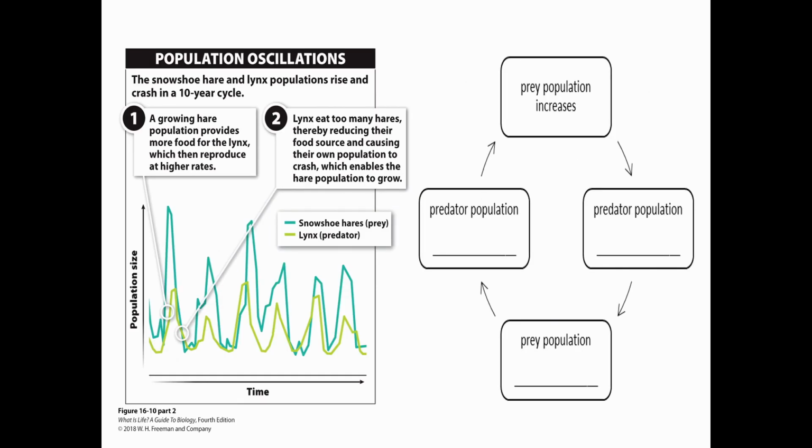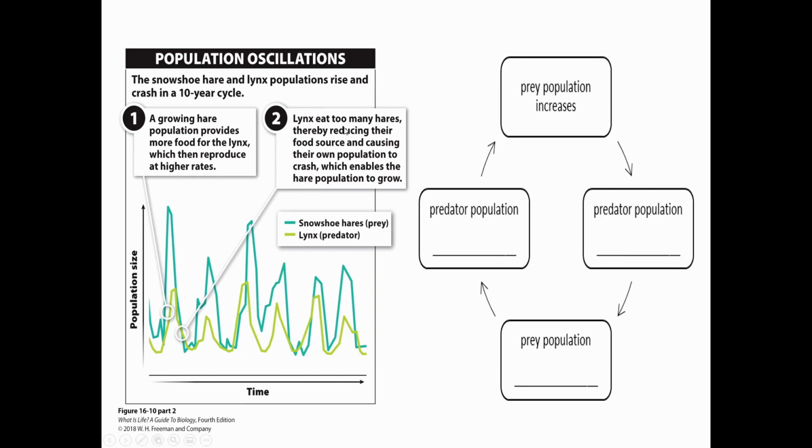Now, populations can also oscillate, meaning they can fluctuate, going in cycles. And a really good example of oscillations within a population is the snowshoe hare and the lynx populations. These guys go through a rise and crash in about a 10-year cycle. Now, the reason being is that the snowshoe hares and the lynx have a predator-prey relationship. And so what we see is that the hare population will grow. So there's going to be a lot of these, basically rabbits, that are increasing in numbers. And as they increase in numbers, that means there's more of them available for the lynx to eat.